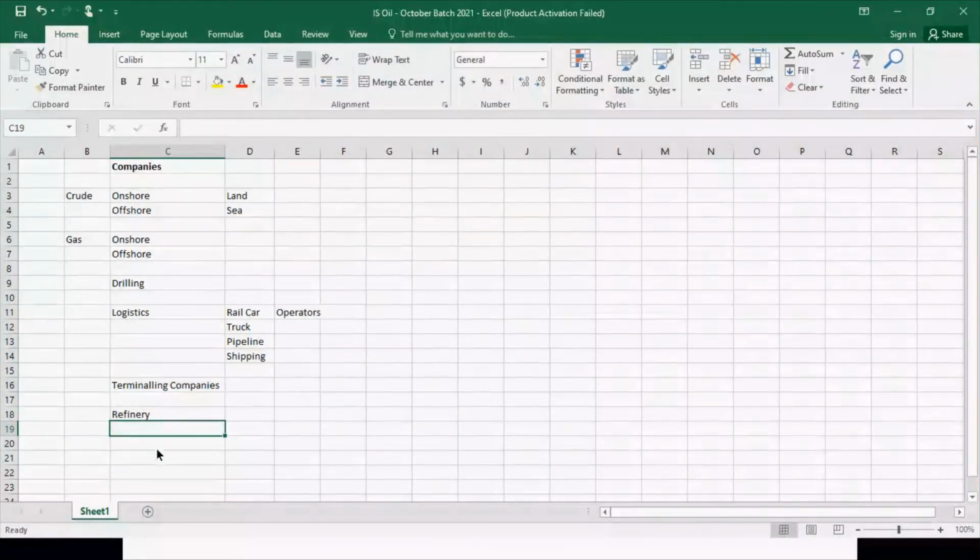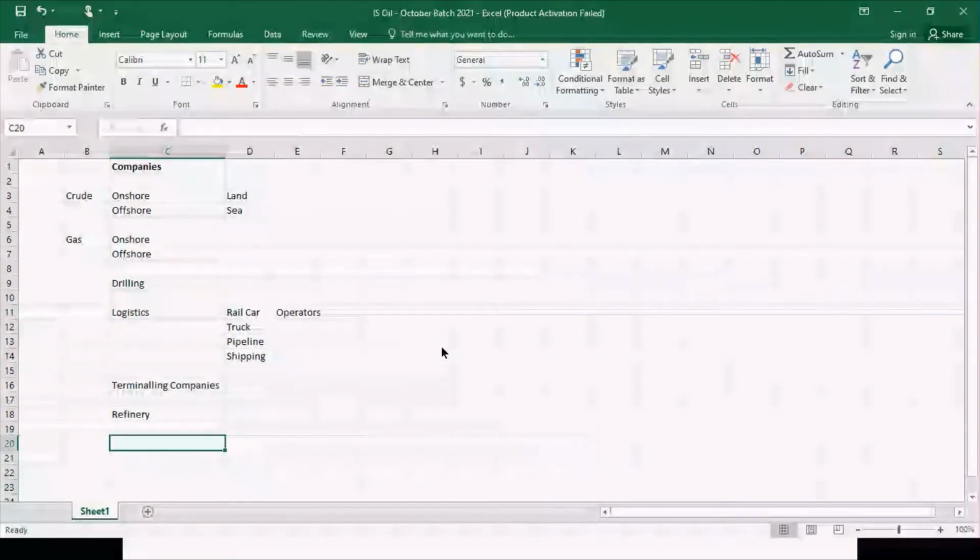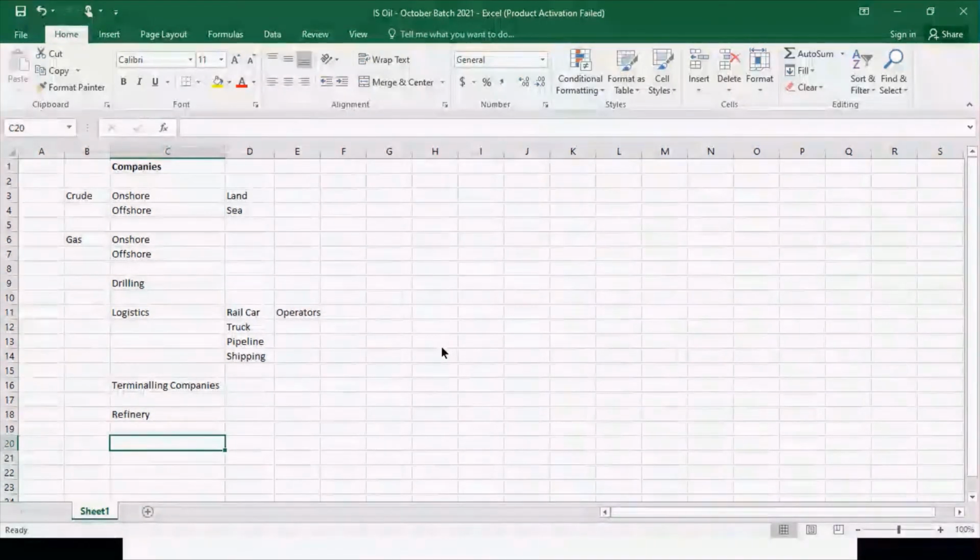Yes, please. Yeah, sorry to interrupt. So terminaling is something like the storage of the fuel after the crude is produced, the storage of the fuel will take place, or how does it work?